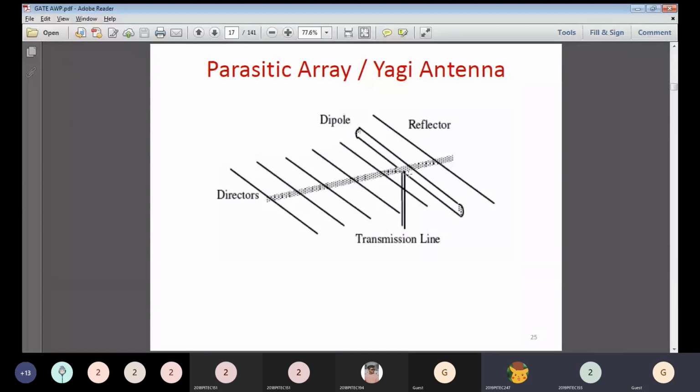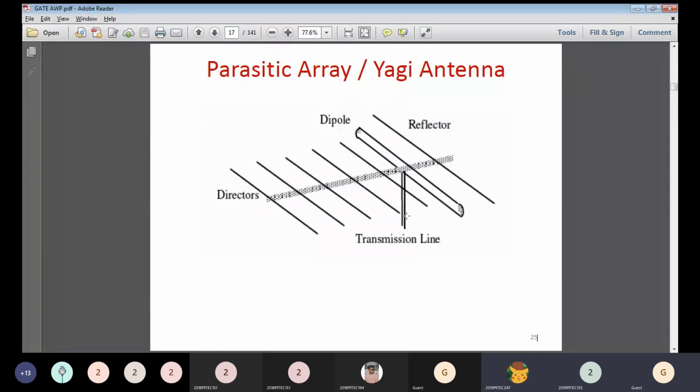We are always going to feed only the dipole antenna. We are not going to feed the directors and reflector. The reflector and directors are helpful to propagate the waves. So we are going to feed only the dipole, not the directors and reflector. This is what the parasitic antenna, parasitic array or Yagi antenna is about.